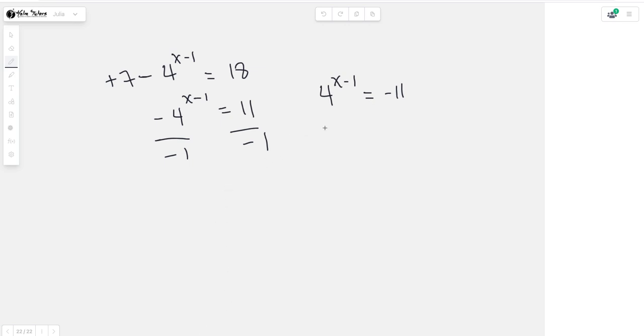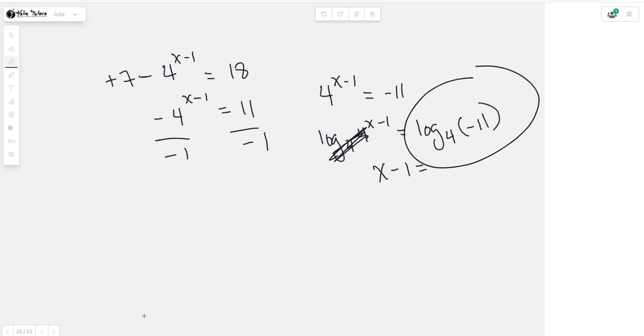Yes, beautiful. So when you do log base 4 of 4 to the x minus 1 is equal to log base 4 of negative 11. Problem. Well, this cancels, but what is the problem? Exactly. You cannot put a negative number in a log.